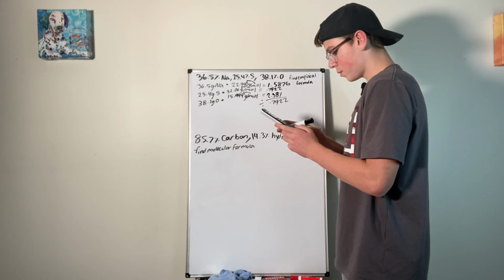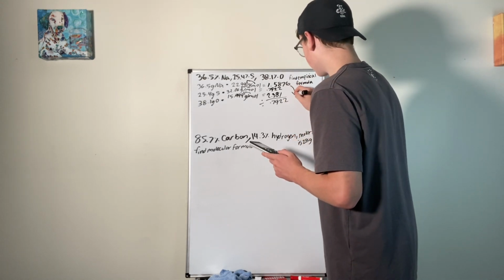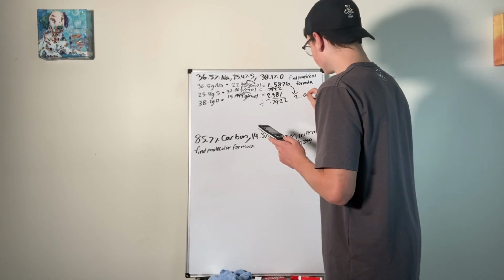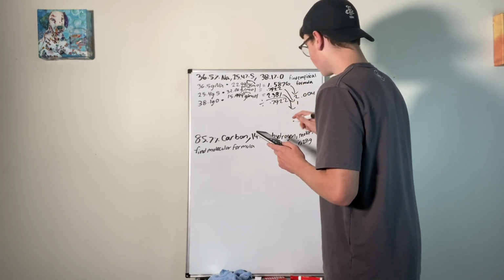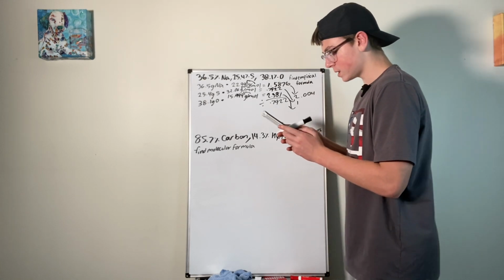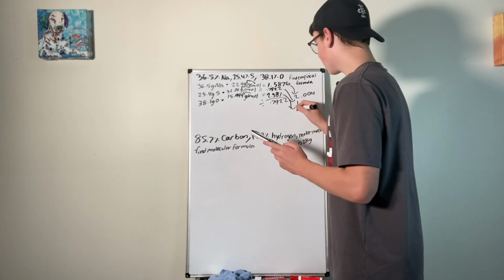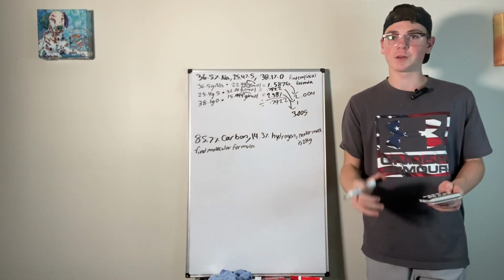1.5876 divided by 0.7922 gives us 2.004. That would be 1. And 2.381 divided by 0.7922 gives us 3.005. Now, you can round these.